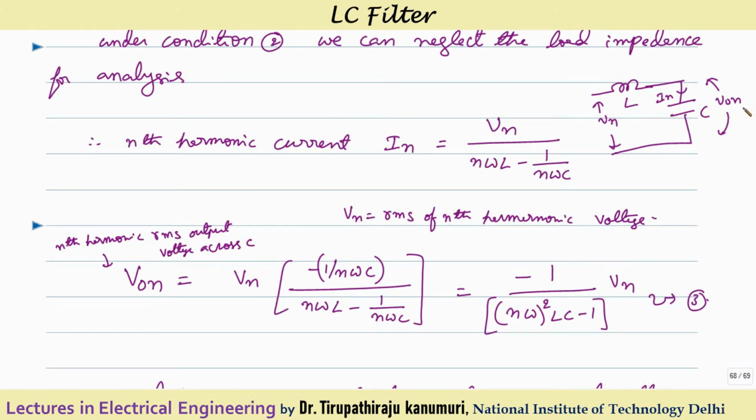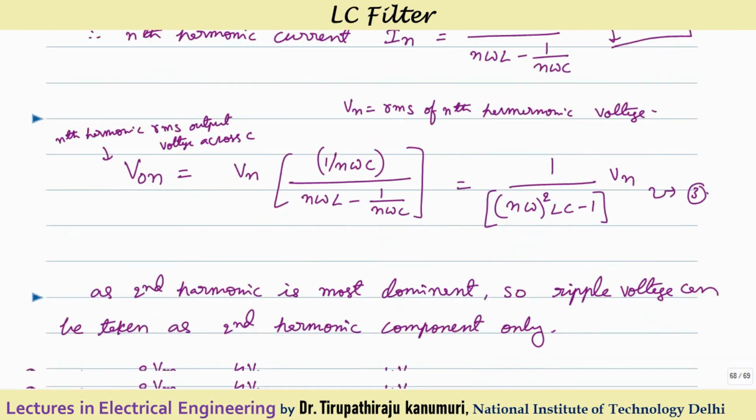So this VON will be equal to this voltage multiplied by that impedance by total impedance. In the series combination, we know the voltage across any impedance is the voltage multiplied by that impedance by the total impedance. So I have multiplied Vn by that impedance. That impedance is 1 by n omega C, divided by the total impedance, n omega L minus 1 by n omega C. So if you simplify this, you will get your answer as this one. As this is the RMS value component, this minus sign I can neglect. The negative sign I need not take, because the RMS value will have the magnitude only.